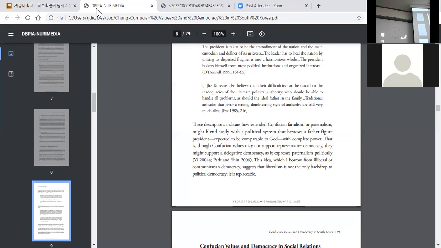But the argument here is that communitarian democracy is illiberal. It doesn't meet the definition of liberal democracy. By the way, liberal democracy pushes for the power of businesses to do business. What's good for business is good for society. So liberalism is not the only backdrop to political democracy. It's replaceable. We could have liberal democracy or we could have illiberal democracy. It's still democracy.